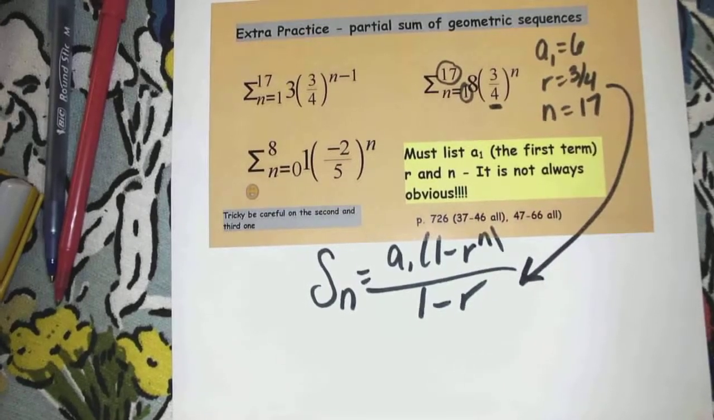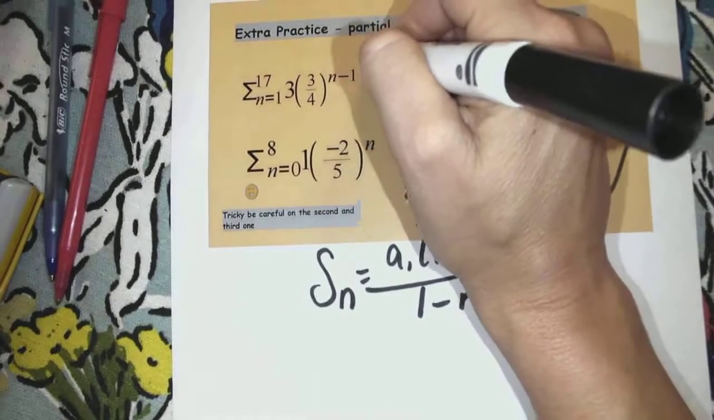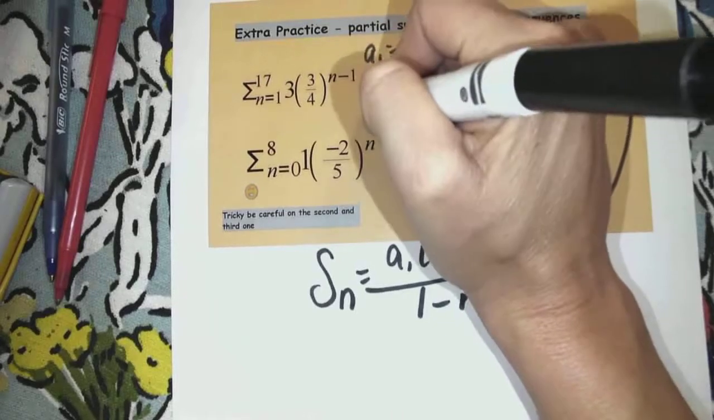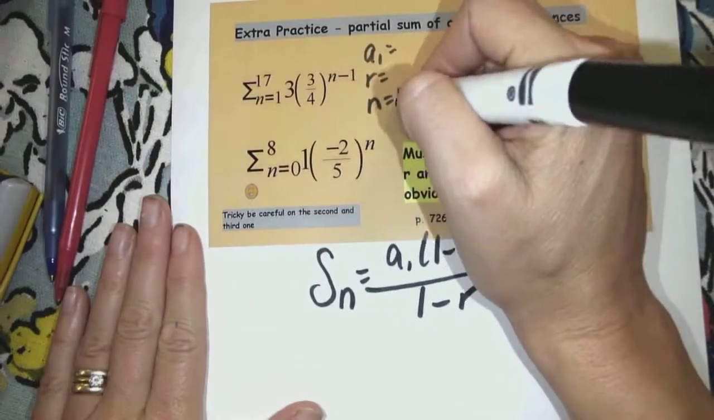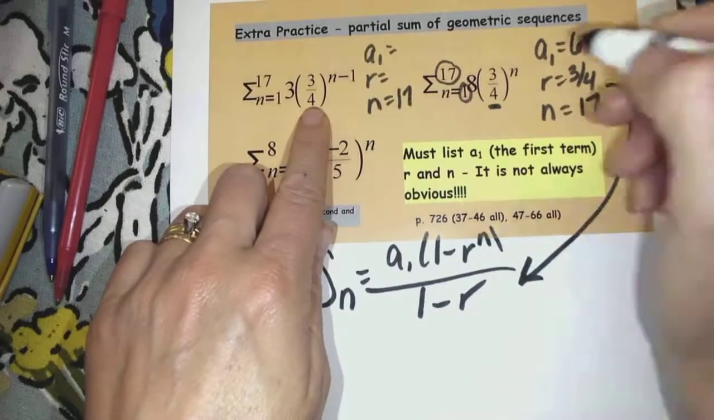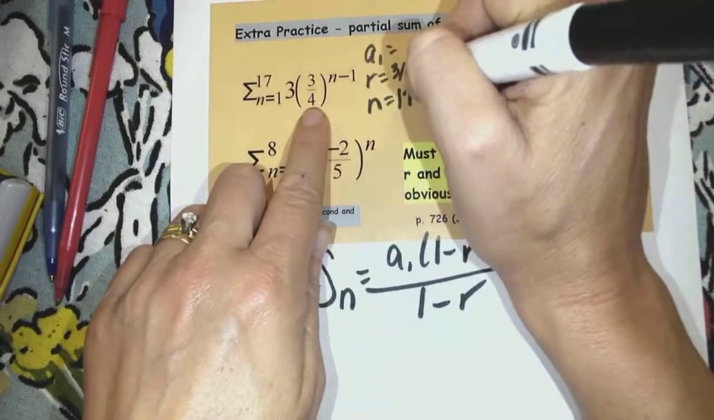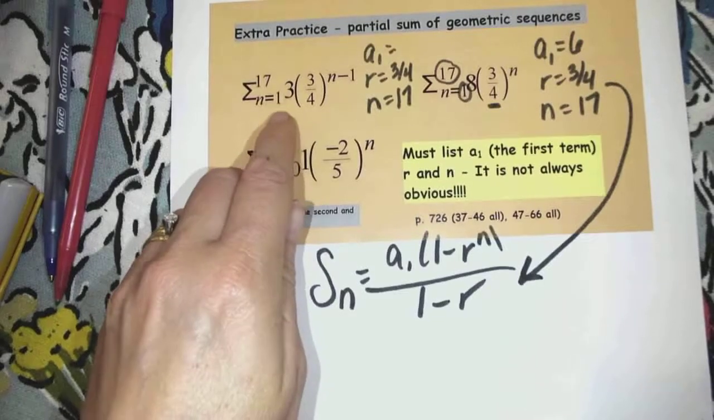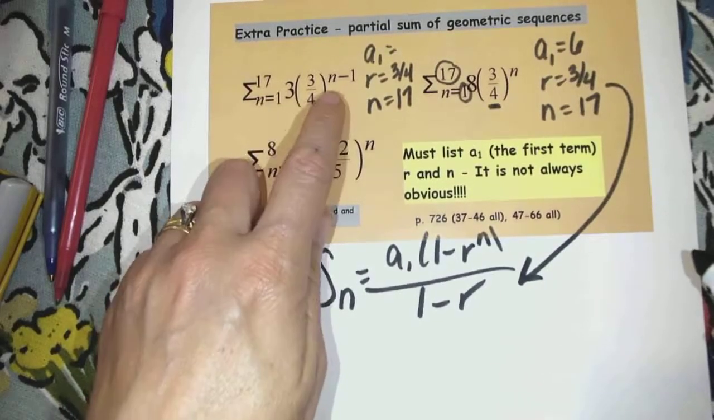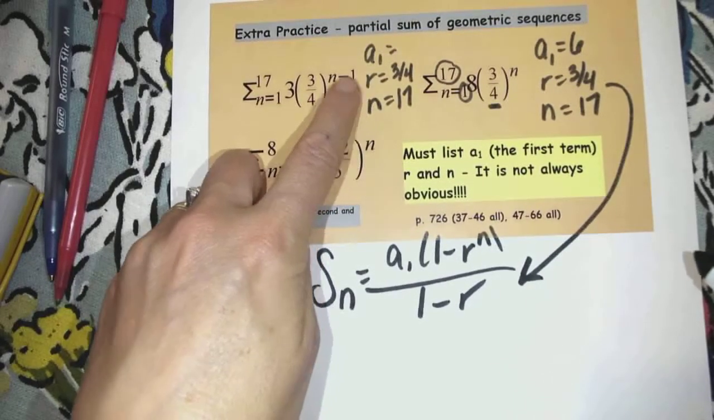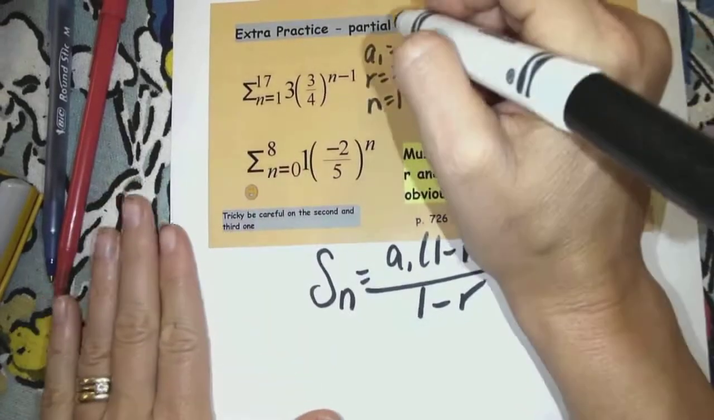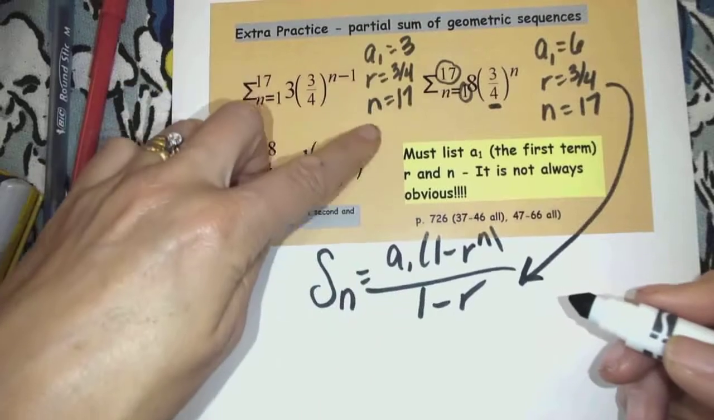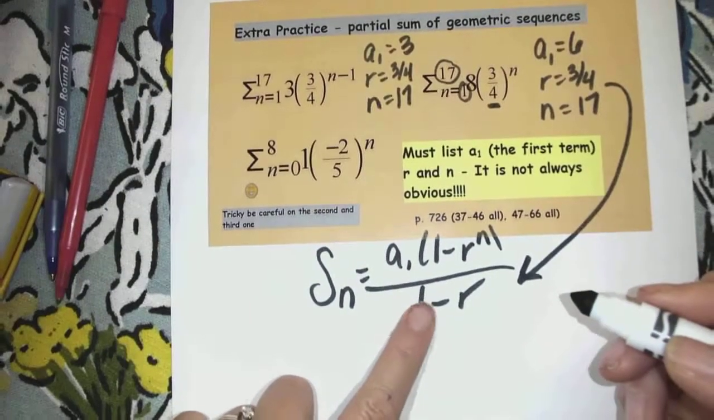I just want to check the other two. In this one, my three things, I'm adding the first through the 17th term. That's 17 numbers again. My R is 3/4. Always plug in the lower index to get the first term. 1 minus 1 is 0. 3/4 to the 0 power is 1, and 1 times 3 is 3. So those would be my three variables for the formula here.